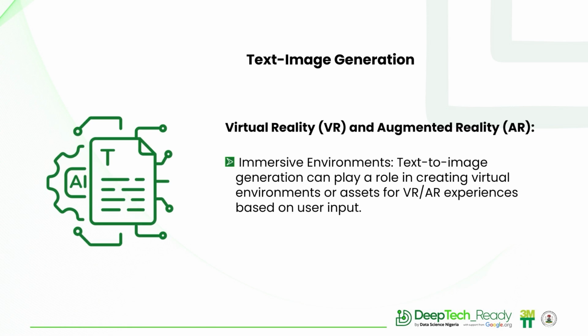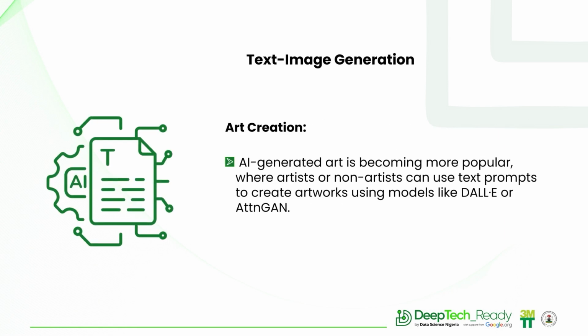It is also applicable in the space of virtual reality, AR, and VR. When we're talking about immersive environments, text to image generation can play a role in creating virtual environments or assets for VR, AR experiences based on user inputs. It's also applicable in art creation. AI generated art is becoming more popular, while artists or non-artists can use text prompts to create artworks using models like DALL-E or attention GANs.